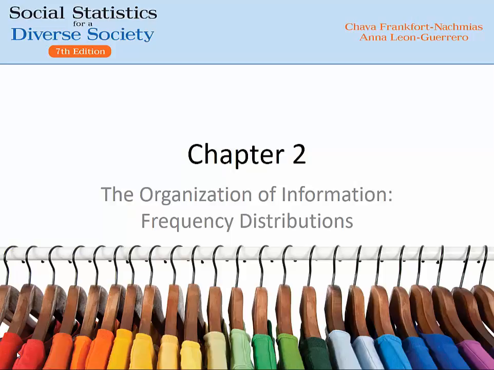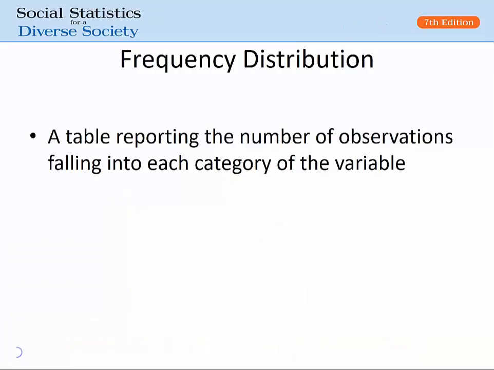Chapter 2 covers the organization of information, frequency distributions. And a frequency distribution can really just simply be considered a count of something or a count of observations. So when we set up a frequency distribution, it's usually set up as a table, and in that table we show the number of observations or counts that fall into each category for one or more variables.